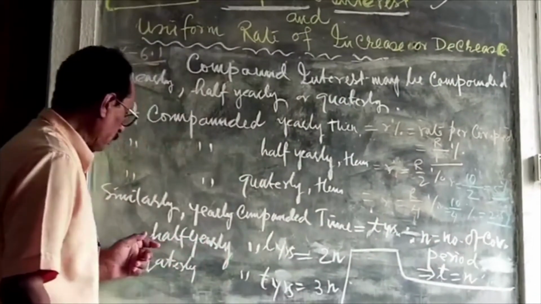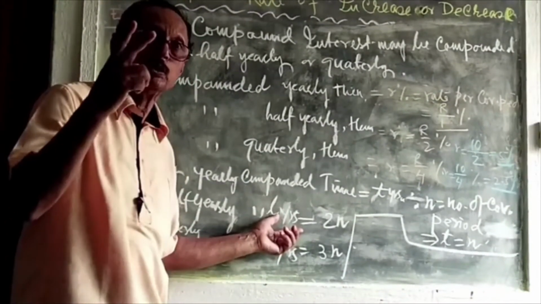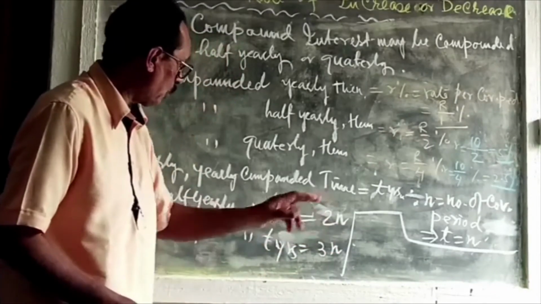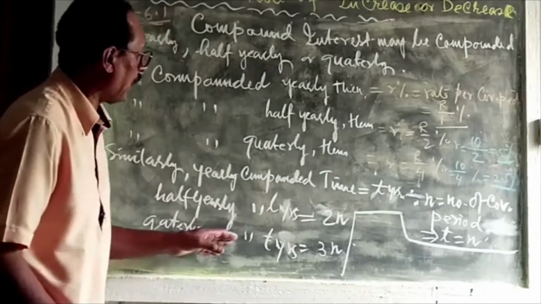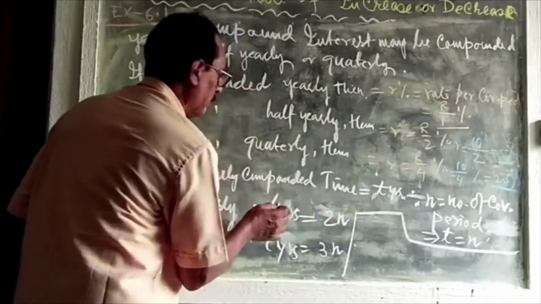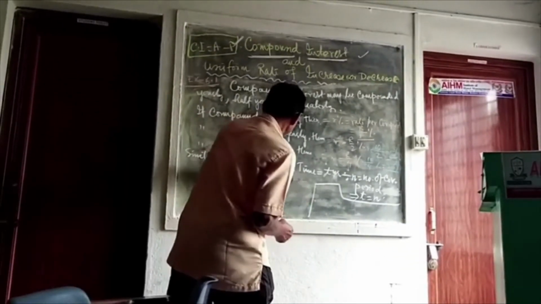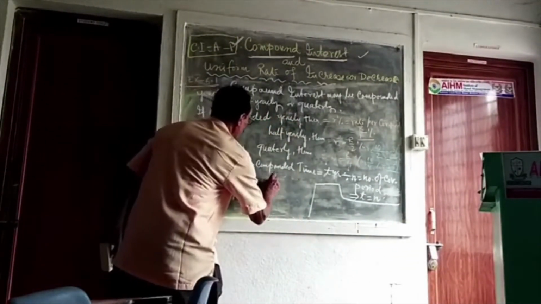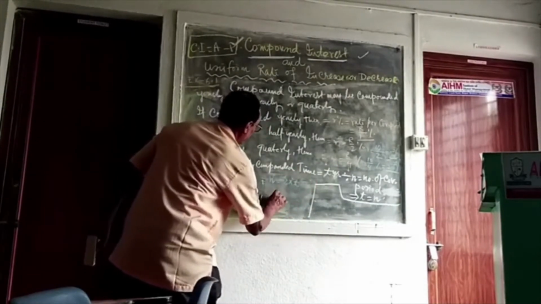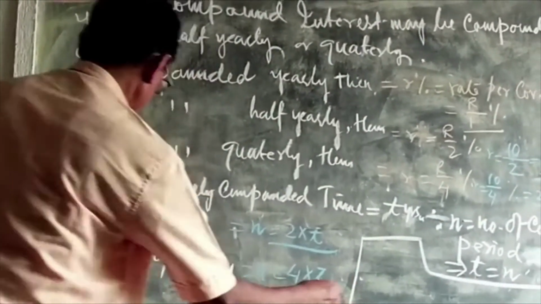If it is compounded half yearly, how many times is it converted? Time t will be converted into 2, because it will be converted 2 times. Quarterly, it will be 4 times. So n will be equal to 2 into time t when half yearly compounded, and n will be equal to 4 into time t when quarterly compounded.